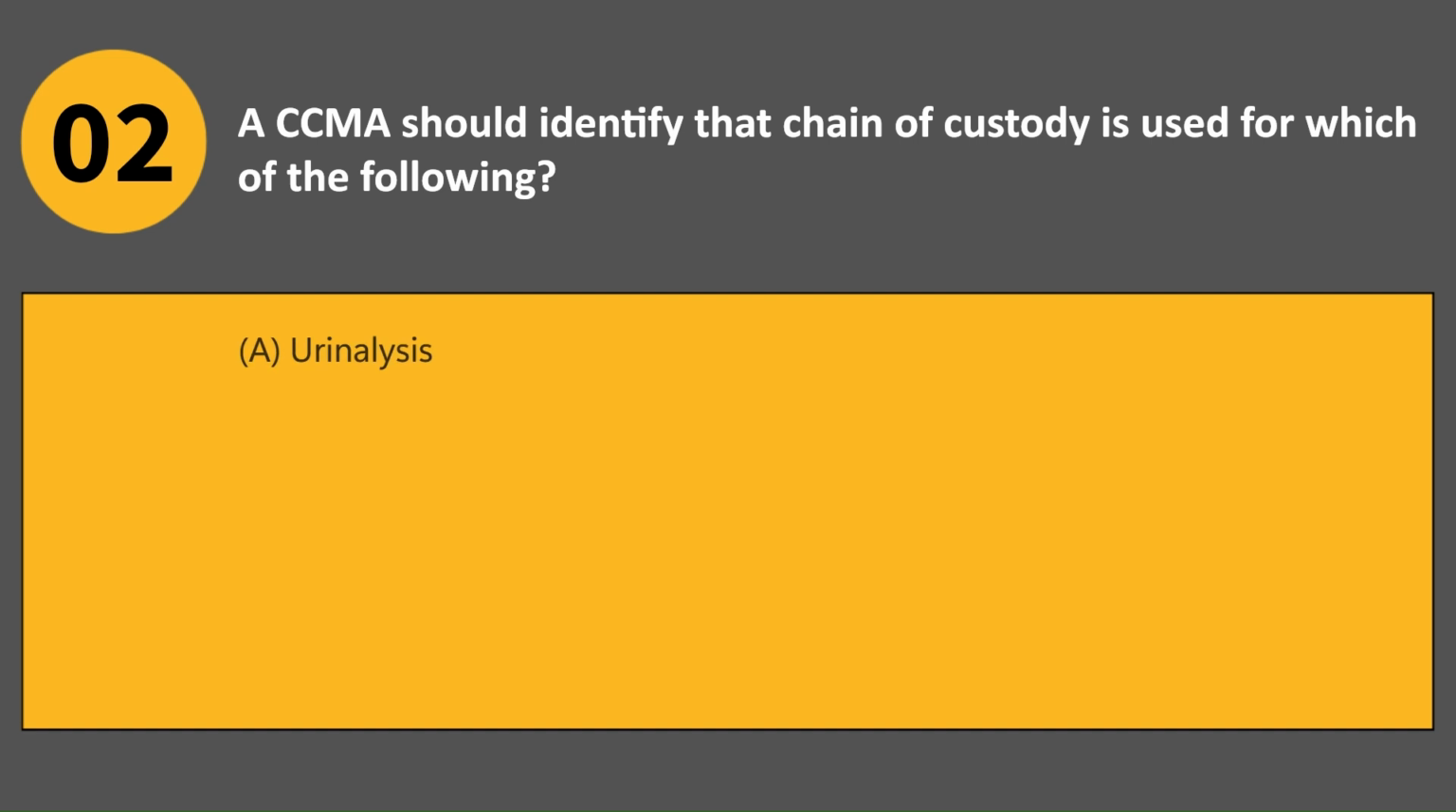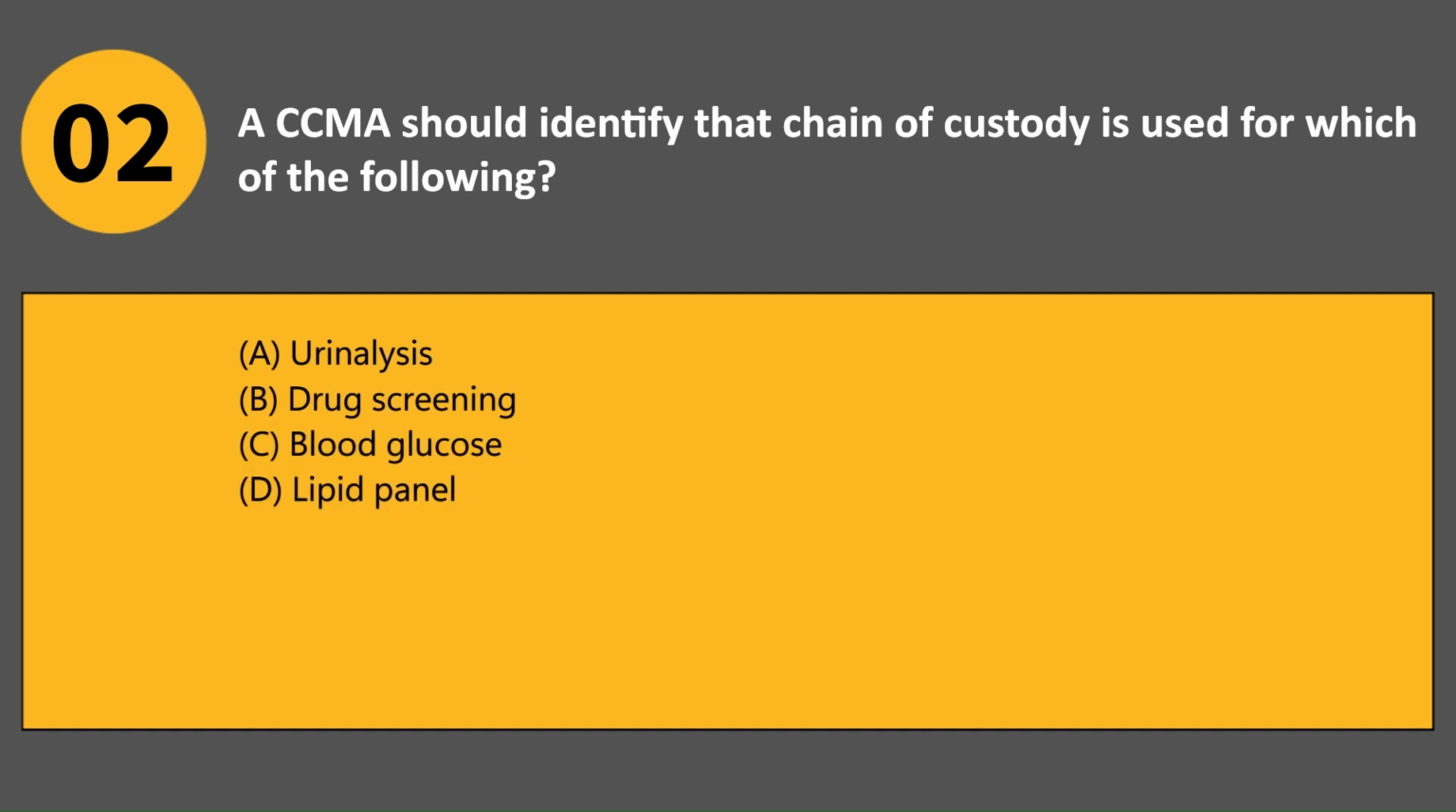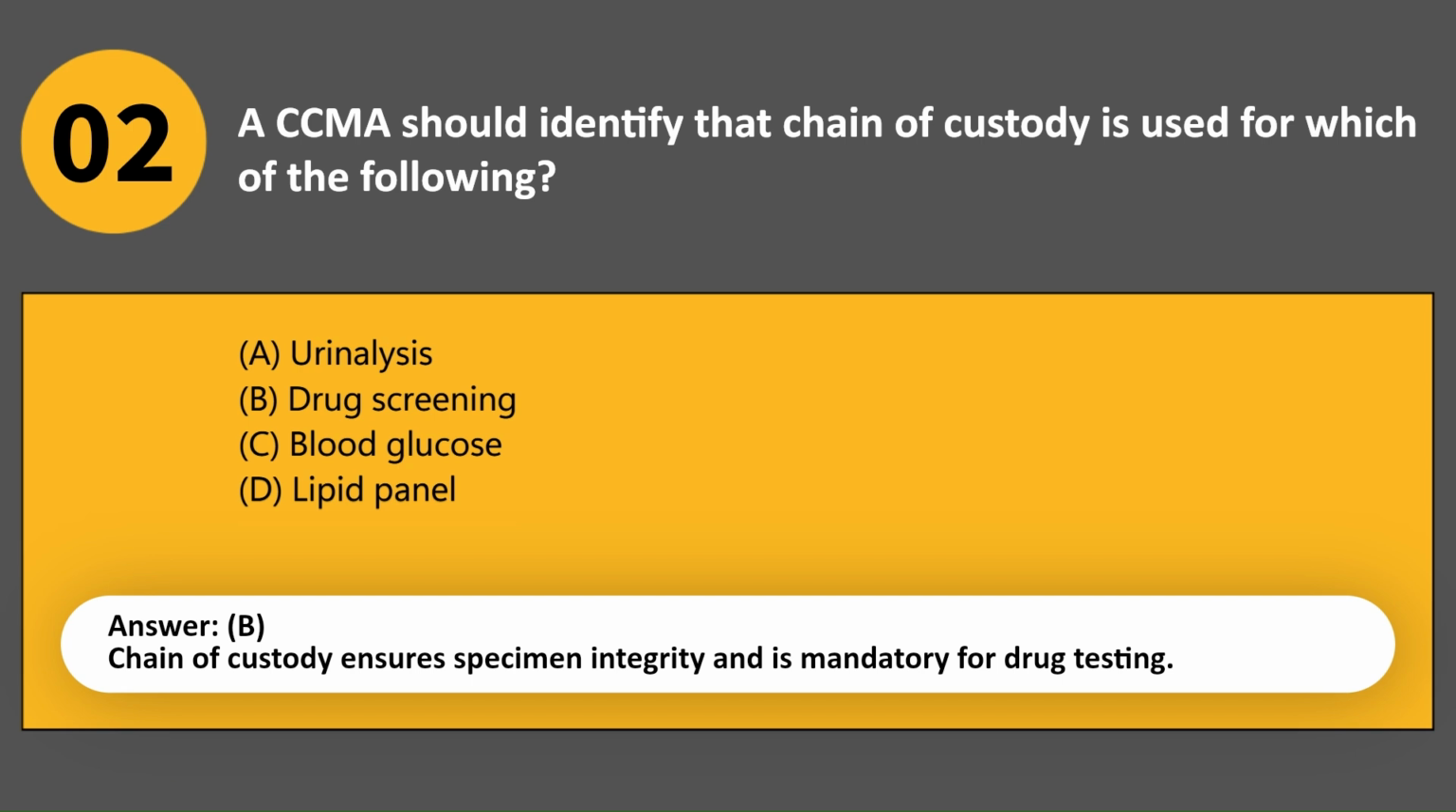A CCMA should identify that chain of custody is used for which of the following? A. Urinalysis. B. Drug screening. C. Blood glucose. D. Lipid panel. Answer, B. Chain of custody ensures specimen integrity and is mandatory for drug testing.